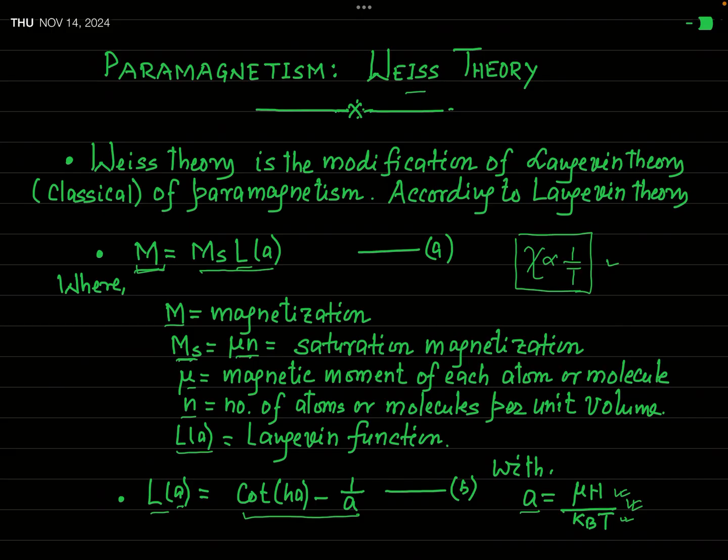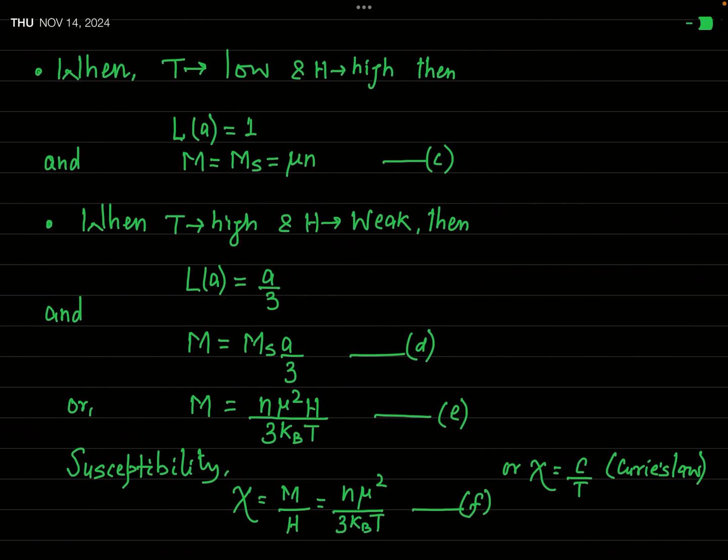So in our previous lecture on Langevin theory, we have seen two particular cases and obtained the value of this M in those two cases. And what are those results? Let us see. First of all, we have considered that temperature is low and the field is high. In this condition, you have obtained that the Langevin function comes out to be equal to 1. And so if the Langevin function at low temperature and high field is equal to 1, then M will be simply equal to Ms, that is M is equal to mu n. So at very low temperature and very high field, we conclude that all the atomic or molecular dipoles align themselves along the line of the magnetic field. So the magnetization becomes highest.